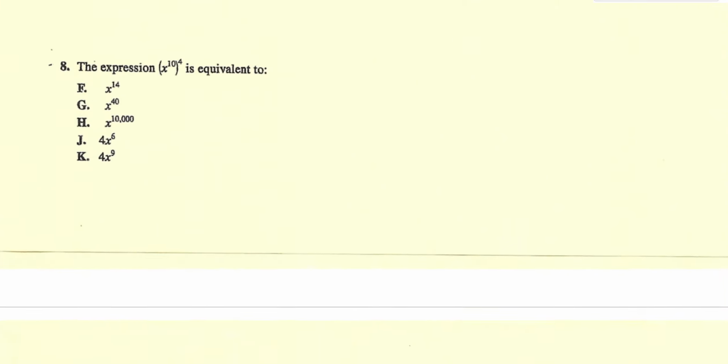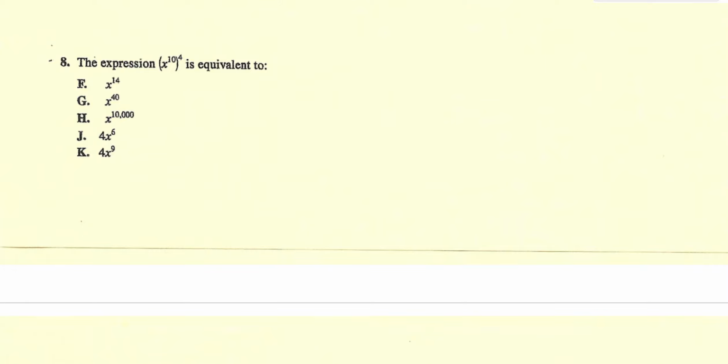All right, let's take a look at the next rule. This rule I call power to power because you have an exponent, but then that exponent is being raised to another power. So a power is being raised to a power. The rule here is that you multiply the exponents. It's as simple as saying 10 times 4 is 40. So the answer is G, x to the 40th power.